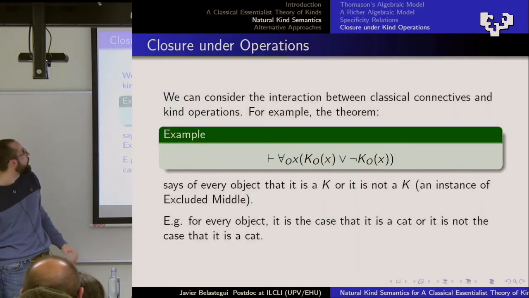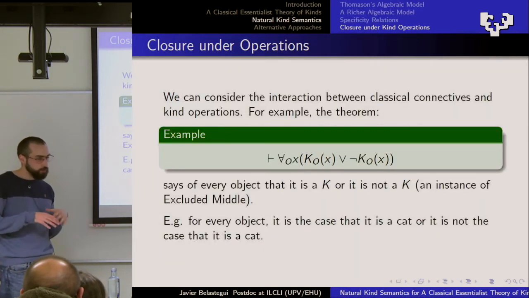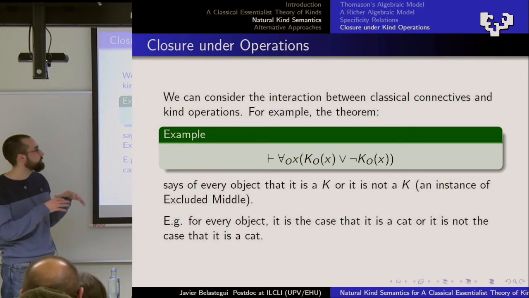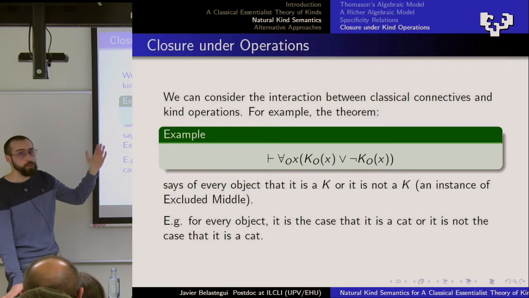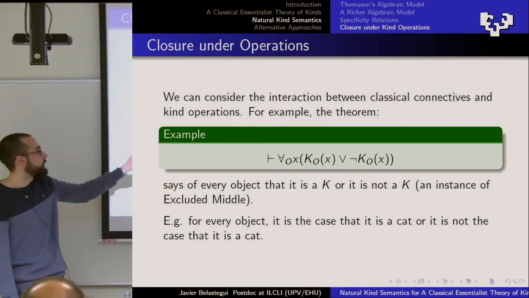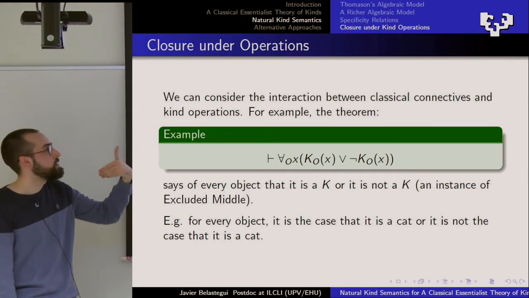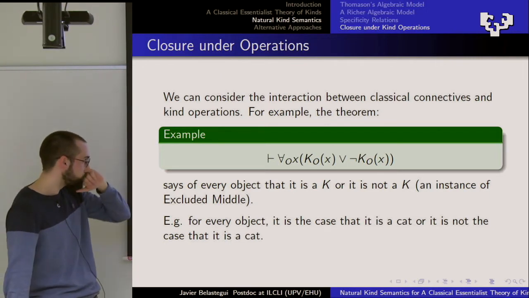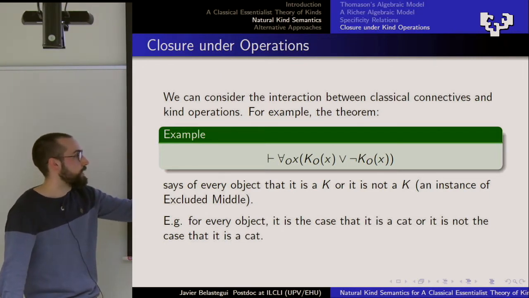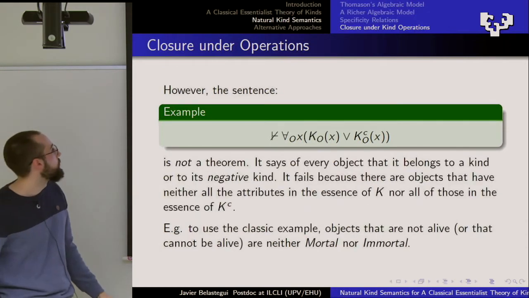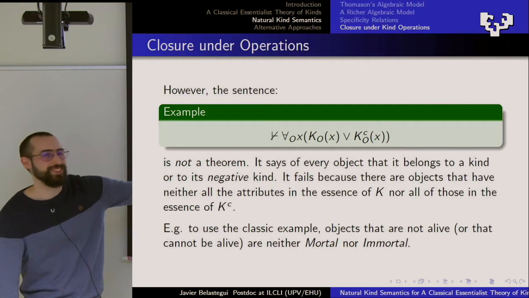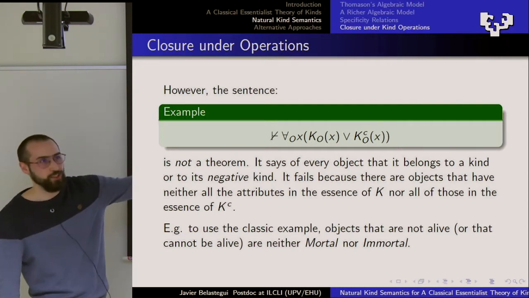Okay. And so the interesting fact about this, from the philosophical point of view, is that you can make a very fine-grained distinction. So, for instance, this is an instance of excluded middle. For every object X, it either belongs to K or it is not the case that it belongs to K. For every object, it is the case that it is a cat, or it's not the case that it is a cat. But you can say things like this. The previous one was a theorem, this one is not.